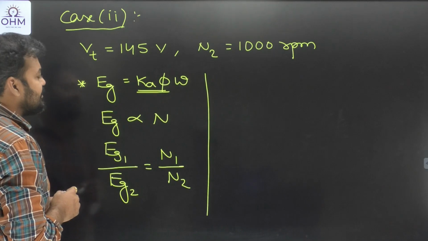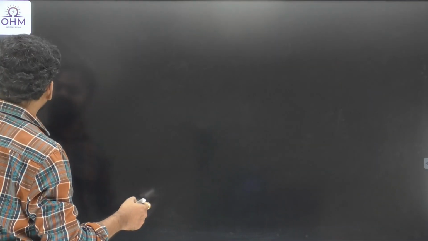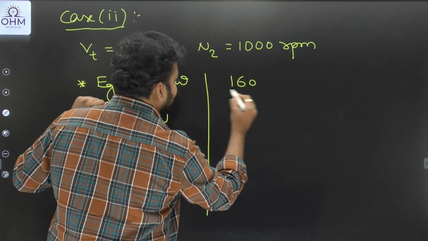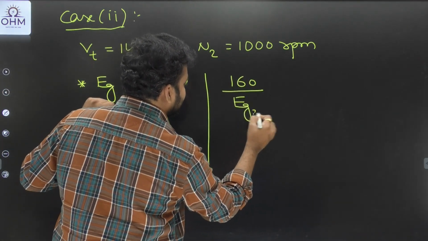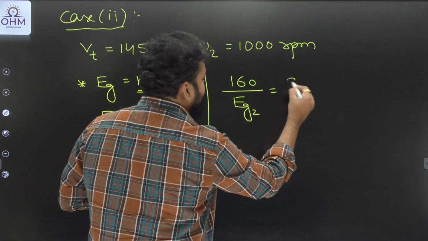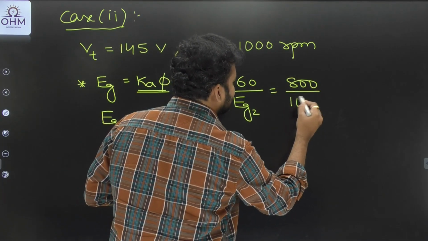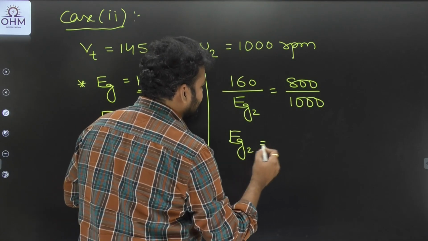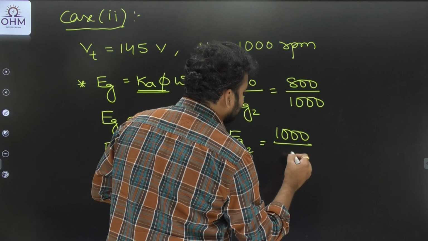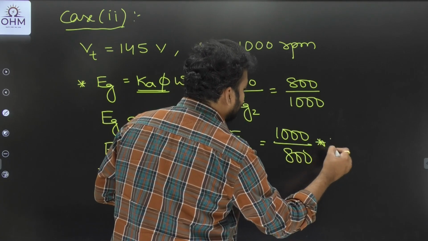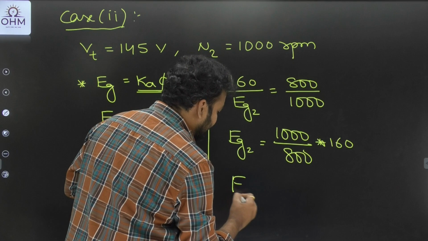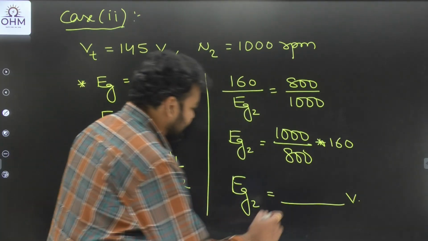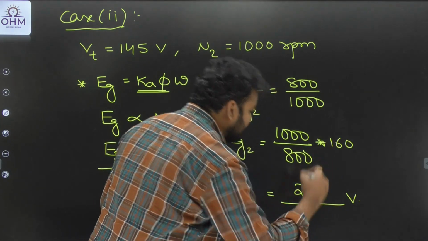So what is generated EMF in the first case? We calculated, yes, 160. 160 divided by Eg2, this is the new generated EMF, is equal to previous speed 800 RPM, the new speed is 1000 RPM. So if I solve it, Eg2 will be equal to 1000 by 800 into 160. So you will get the magnitude of new generated EMF in volt. Understand? So the new generated EMF is equal to 200 volt.